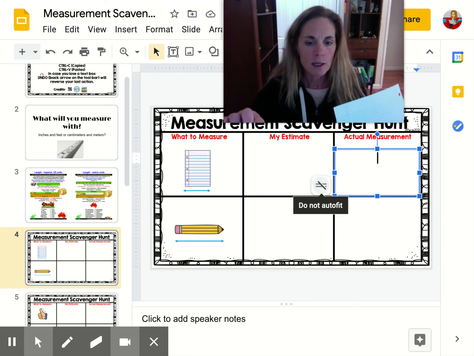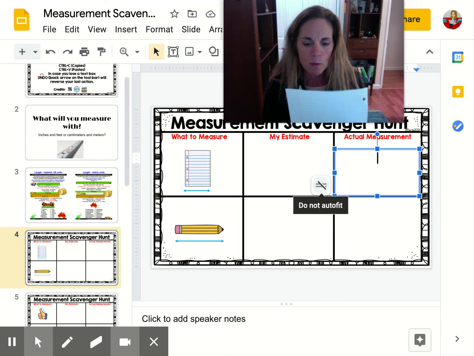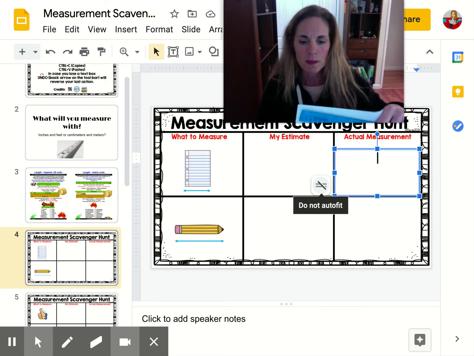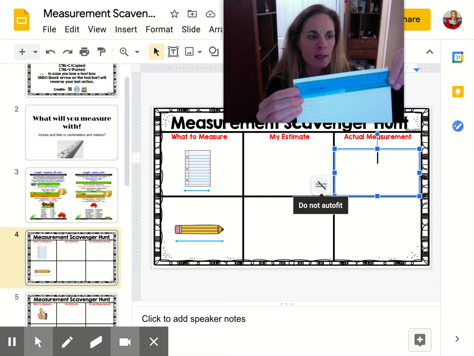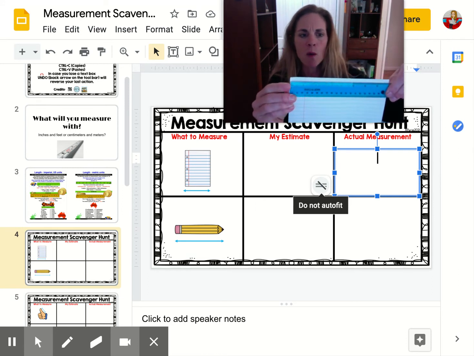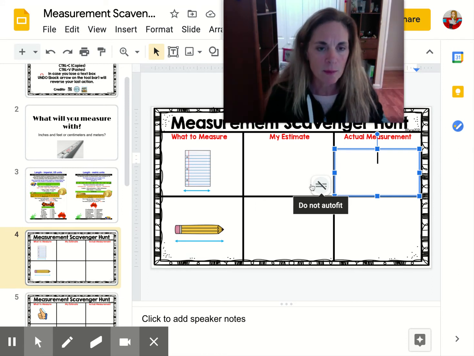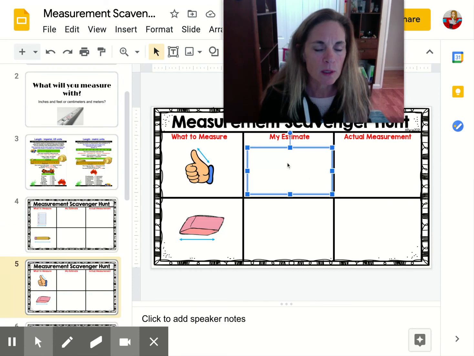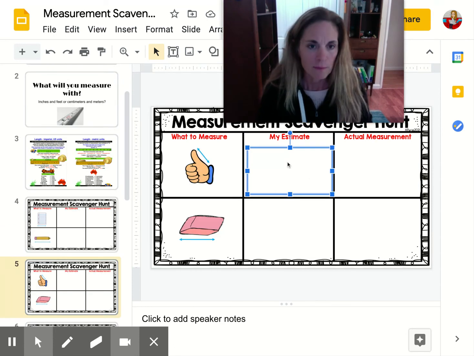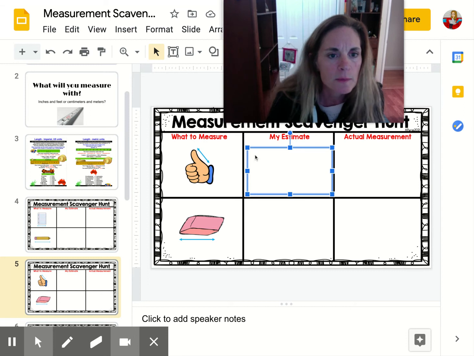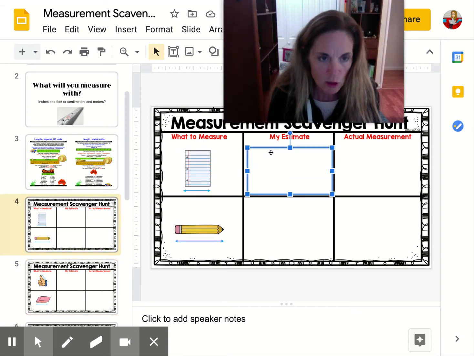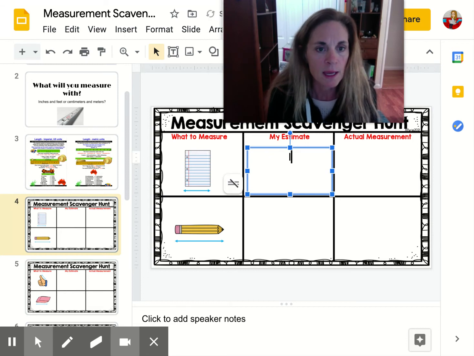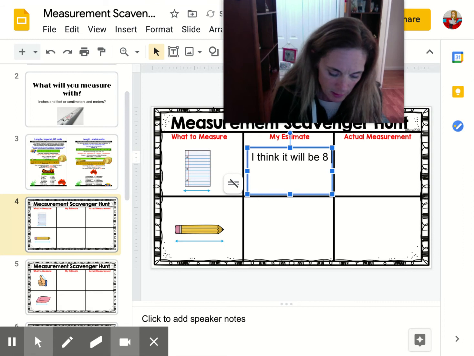I'm going to make sure that I line up my ruler with 0 on one side of the paper. And then I'm going to look and see how wide. Oh, first of all, I'm going to estimate. So I think that my paper is going to be about 8 inches across. So the first thing you do is find your thing that you're measuring. And I'm going to say, I think it will be 8 inches.